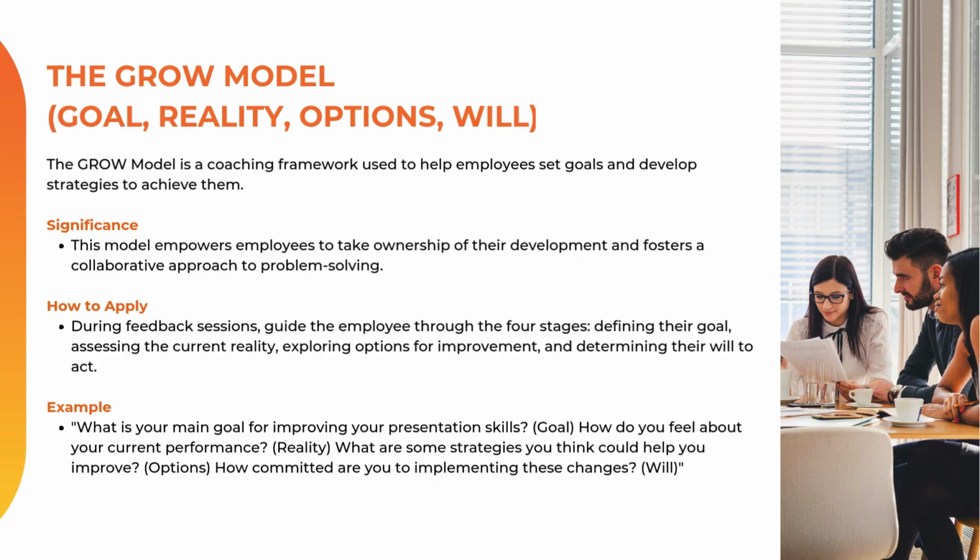The GROW model, which stands for goal, reality, options, and will, is a really nice framework when you're talking about development for an employee. During feedback sessions, you can help guide your employee along these 4 stages. Some of the things you might talk about: what's your goal for, say, improving your presentation skills? How do you feel about your current performance? That's the reality. What are some strategies you can think of that will help you get better at this? And how committed are you to implementing these changes? The will in GROW is probably the most important, because without a will, there won't be a way.